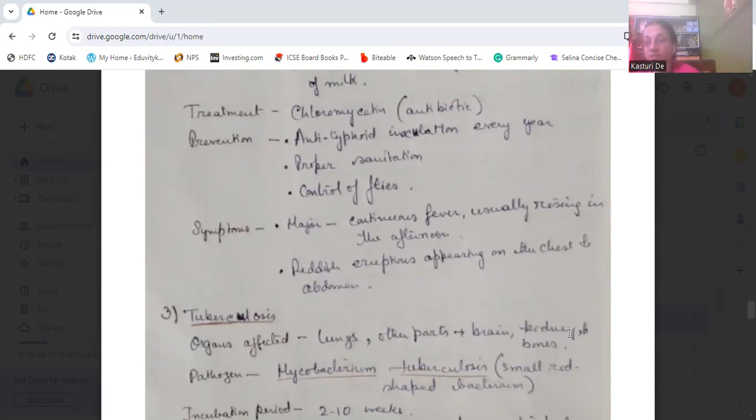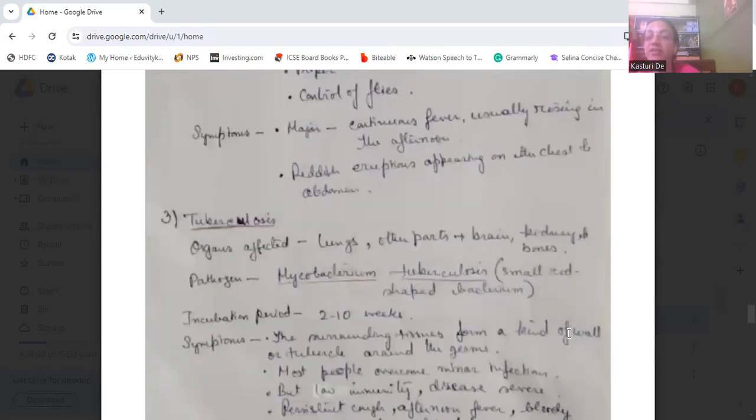Then the third one is tuberculosis. The organ affected is the lungs, and some other organs are also affected, those are the brain, kidney, and bones. We call it TB. Tuberculosis is a disease where mainly the lungs are affected. The pathogen here is Mycobacterium tuberculosis, a small rod-shaped bacterium. The incubation period is 2 to 10 weeks.